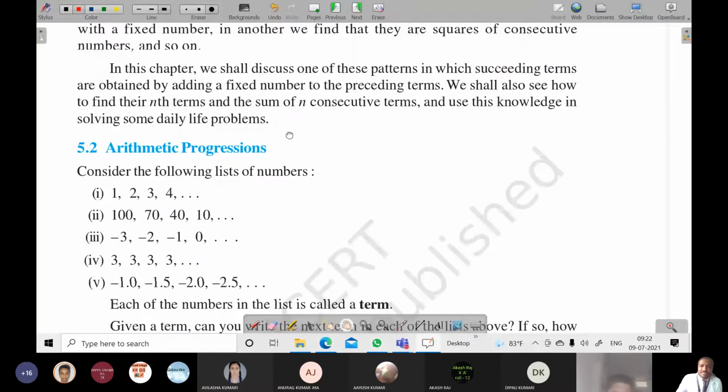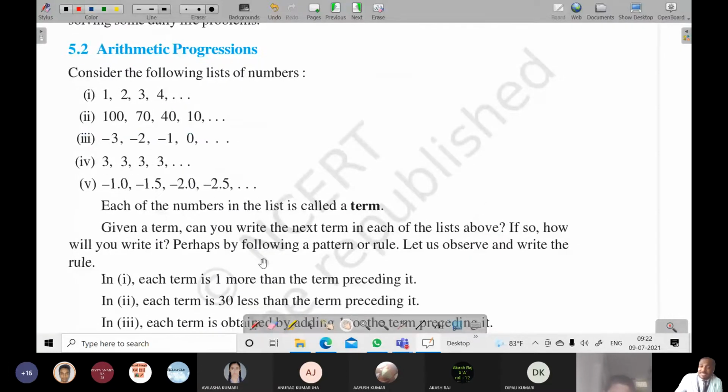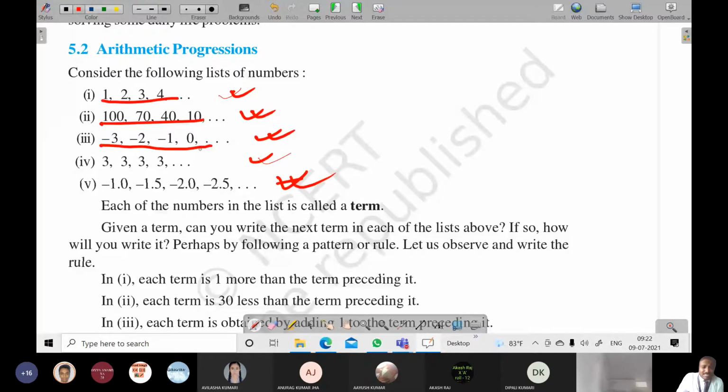Now let's see arithmetic progression. Whatever examples are given here, these all are AP. They all have got a common difference. Here the common difference is 1. Here it is minus 30. Here the common difference is plus 1, 1 is being added. Here the common difference is 0. Here the common difference is minus 0.5.